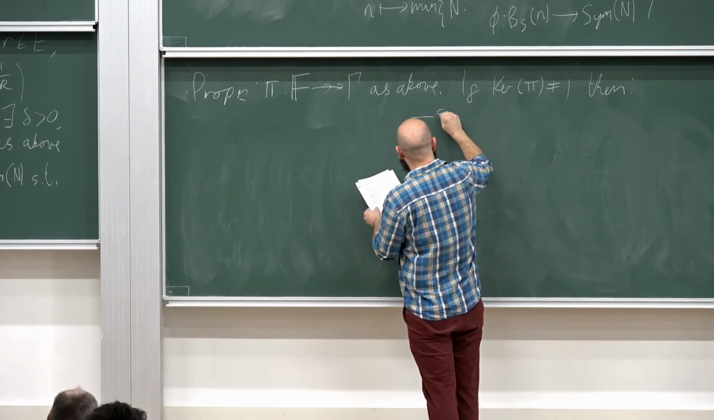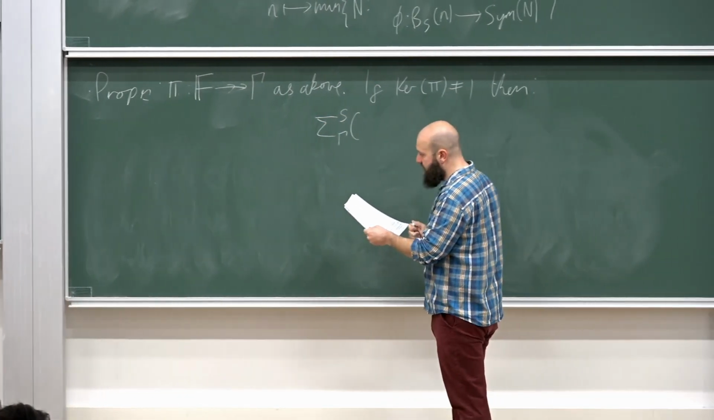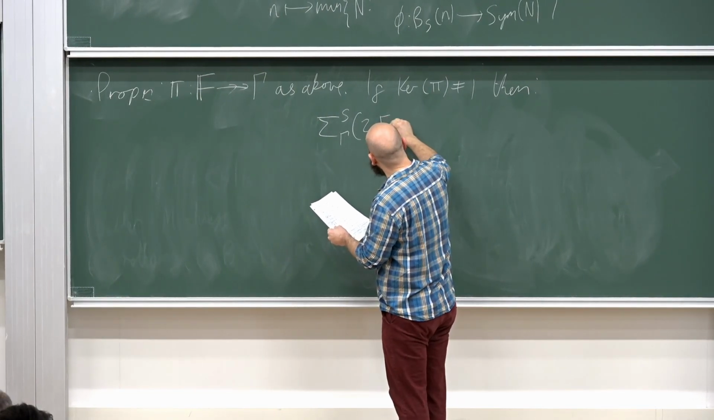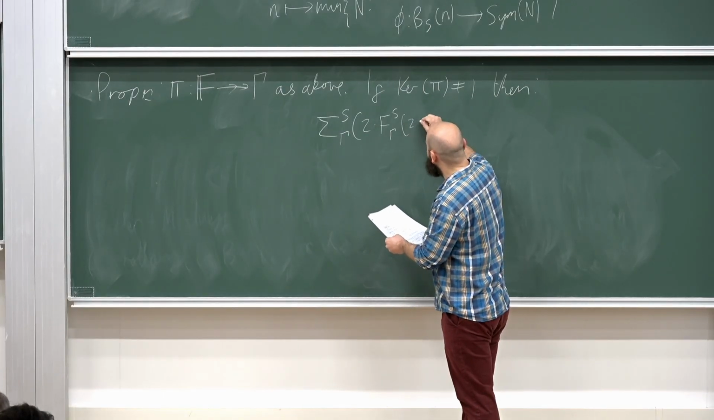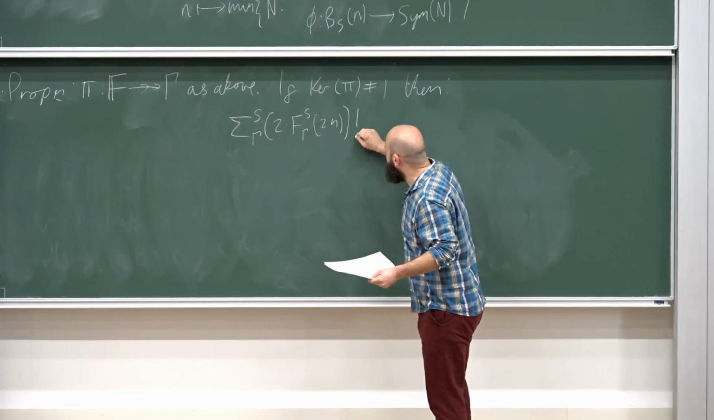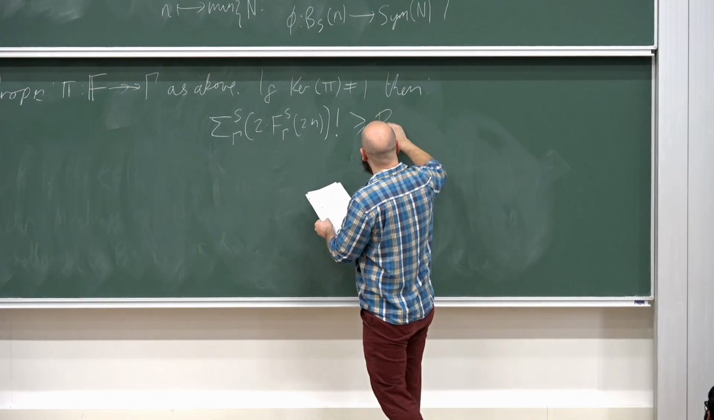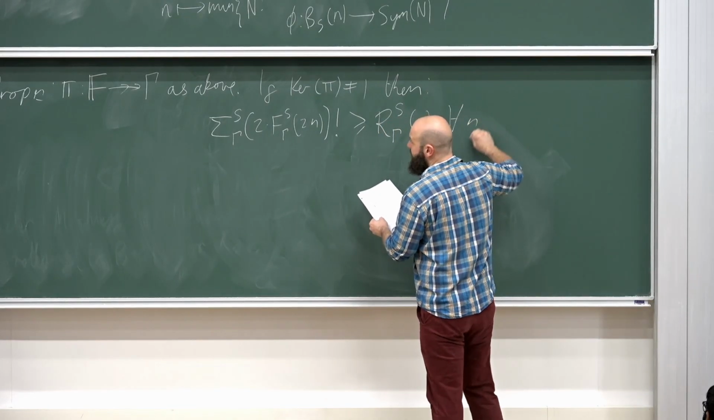If you take the Sophic profile and you plug into it, for safety, 2 times the stability growth at 2n, and then you take the factorial of all that, this is at least the residual finiteness growth for all n.